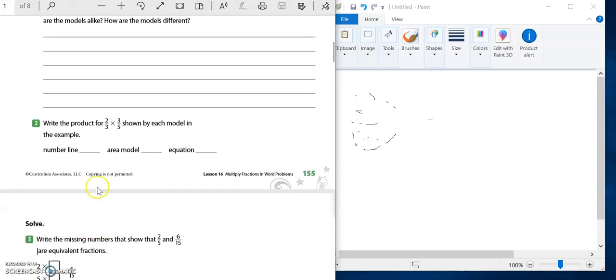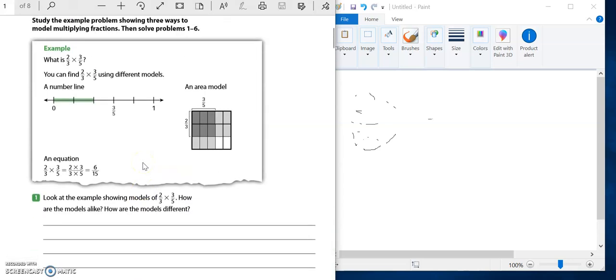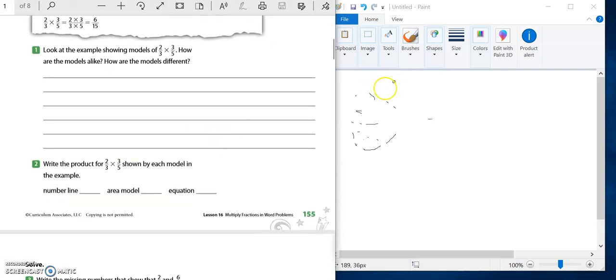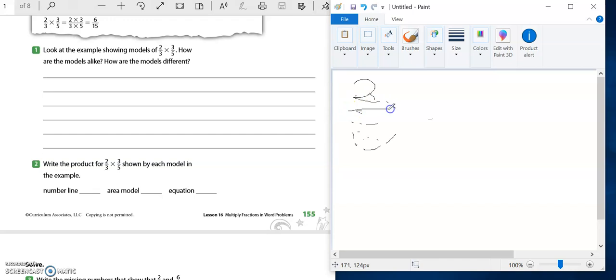For number 2, it says write the product for 2/3 times 3/5 shown by each model in the example. So as we can see, for the number line, we got 2/5. So that's 2/5 for the number line that you would write in. For the area model, I would put in 6/15. And for the equation, I would also put in 6/15.